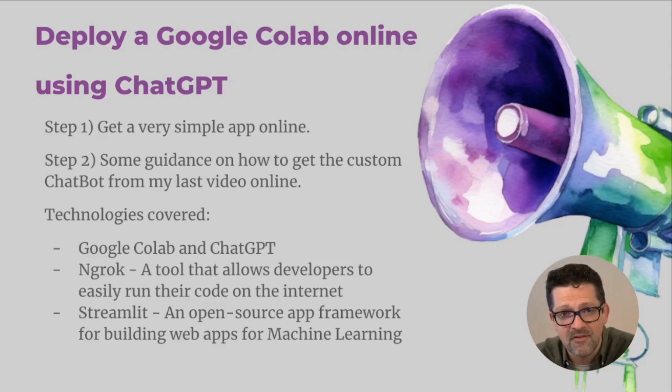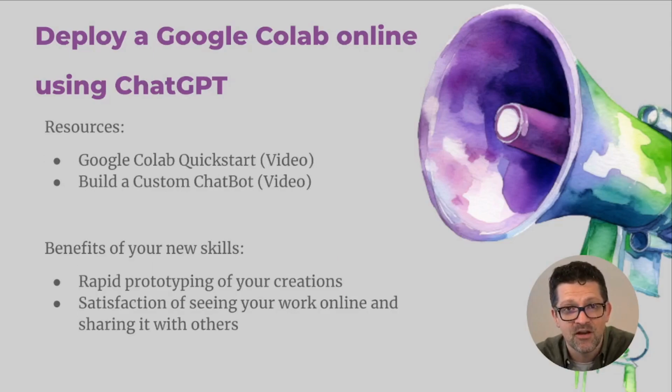The technologies we're going to cover obviously is Google Colab and ChatGPT. We're going to look at Ngrok, which is a tool that allows developers to easily run their code online, and Streamlit, which is a really cool open source app framework that a lot of machine learning experts are using to build web apps. And if none of that made any sense to you, if you haven't heard those words before, that's not a problem. You should still be able to follow along.